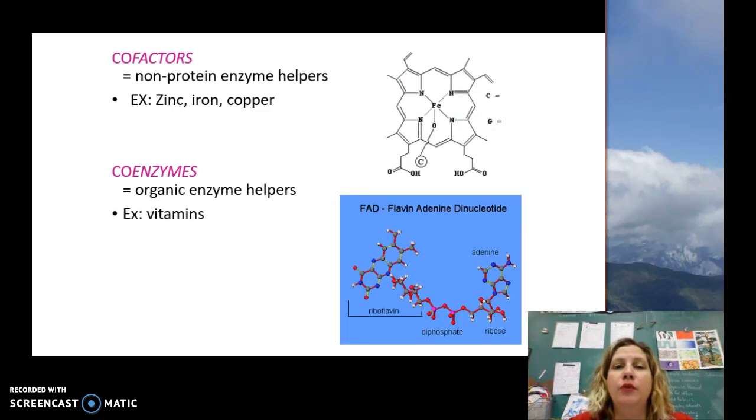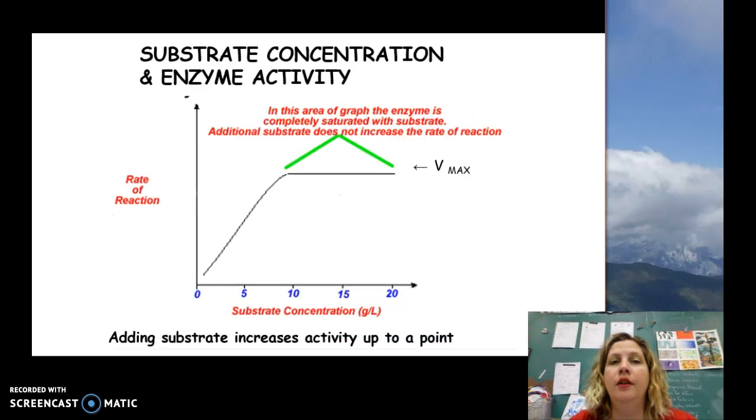Cofactors that are non-protein enzyme helpers are things like zinc, iron, or copper. For example, hemoglobin, which you are familiar with as what makes your blood red. Hemoglobin requires iron, and iron is actually what gives it the red color. Coenzymes are cofactors that are organic enzyme helpers. So for example, vitamins. So there's an example of a vitamin there. You don't have to know any specific vitamins.